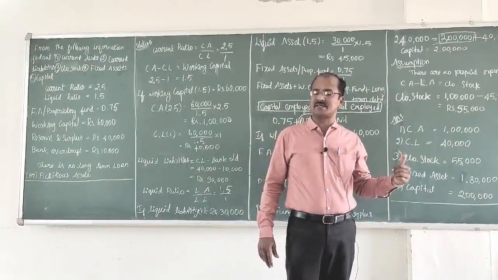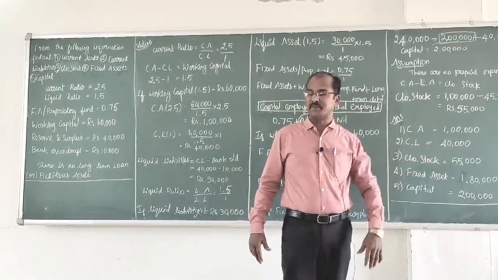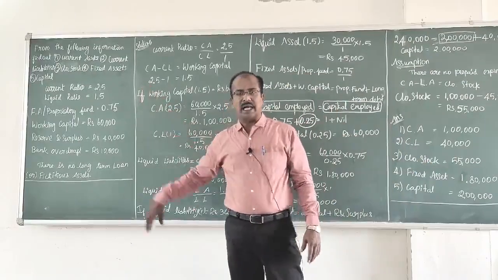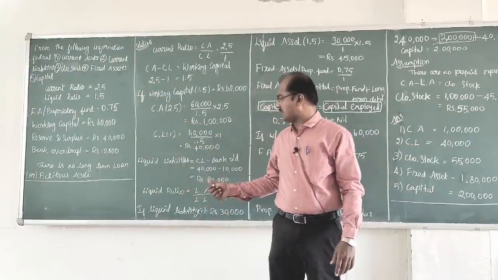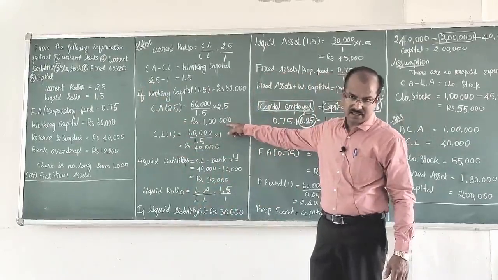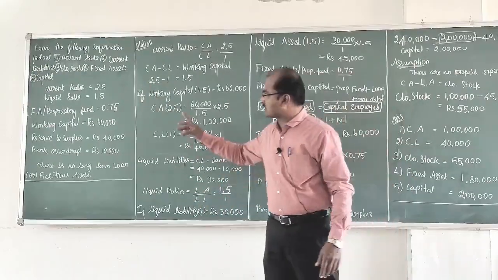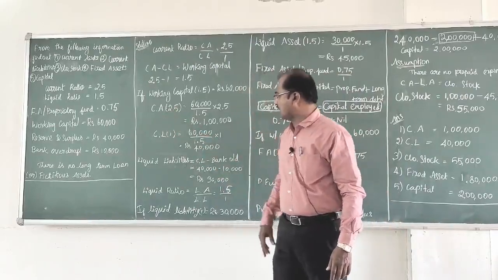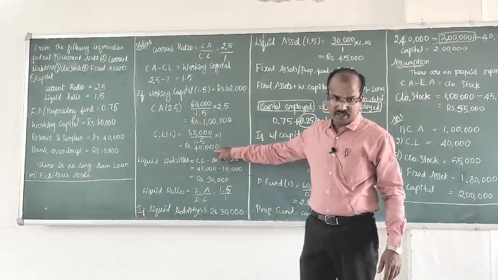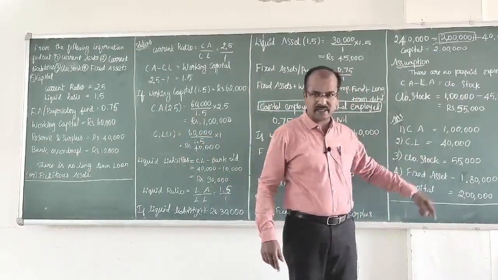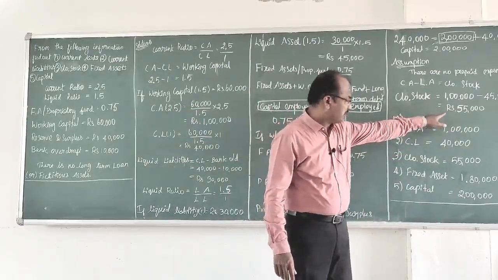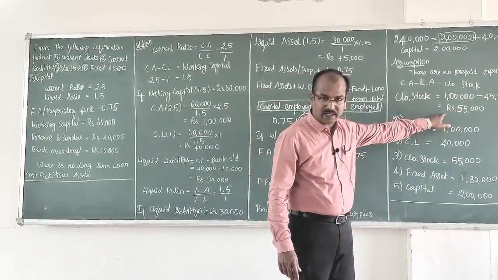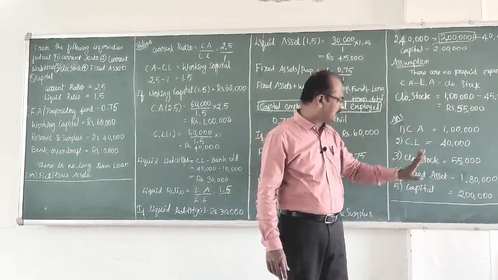Now let us write the answers for the questions finally here. What is the first question? Current assets. The value of current assets is 1 lakh, that we have already calculated. What is the second question? Current liability. What is the value of current liability? 40,000 rupees, written here. Closing stock. What is the value of closing stock? 55,000 rupees, calculated here. I explained already, so that is written.